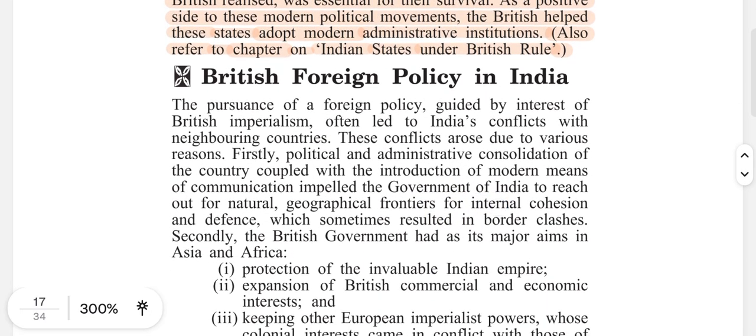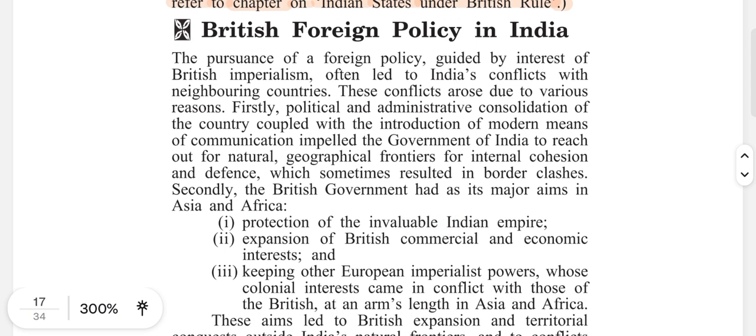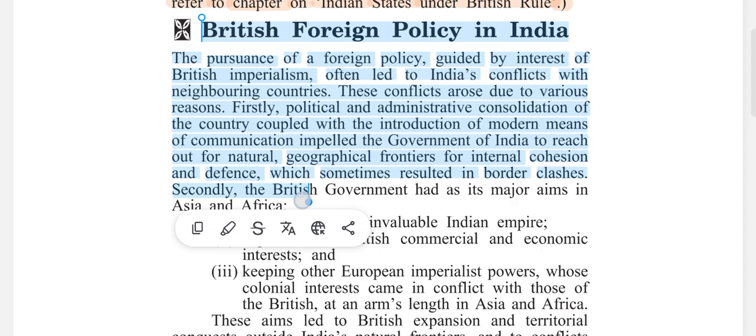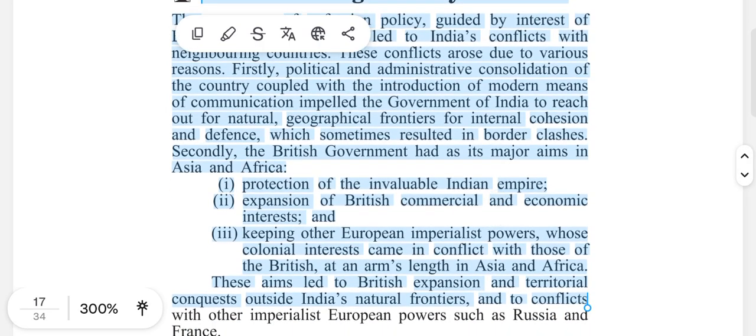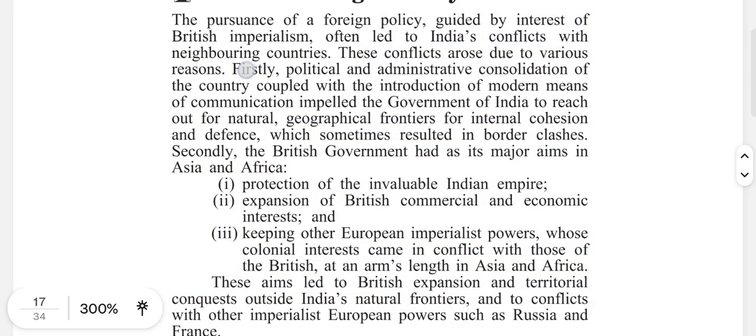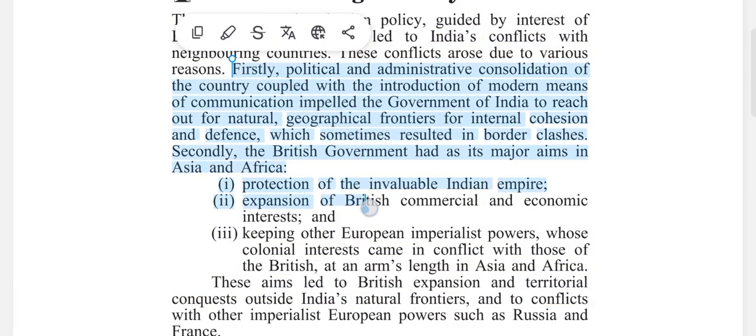British foreign policy in India. The pursuance of a foreign policy guided by the interest of British imperialism often led to India's conflicts with neighboring countries. These conflicts arose due to various reasons. Firstly, political and administrative consolidation of the country, coupled with the introduction of modern means of communication, impelled the government of India to reach out for natural, geographical frontiers for internal cohesion and defense, which sometimes resulted in border clashes.